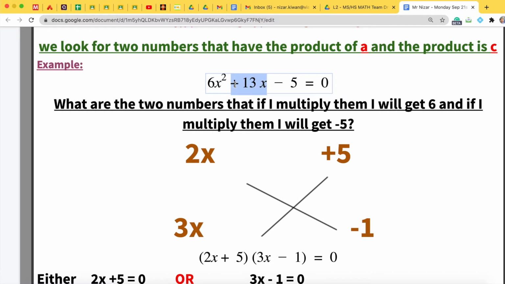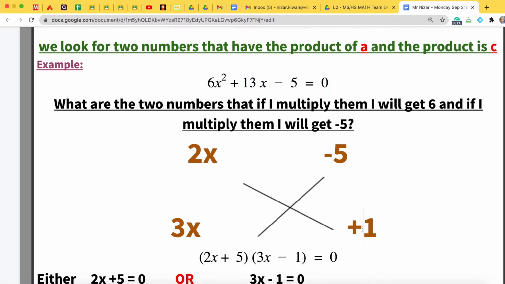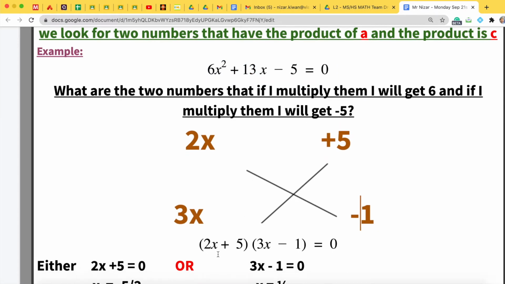So you need to get the answer b. If you guess that the numbers are negative 5 and 1 and you write them like that, 2x times 1 is 2x, 3x times negative 5 is negative 15x, plus 2x is negative 13x. It doesn't work because I need them to be 13x, not negative. So you need to flip the signs. Now you will write them next to each other.